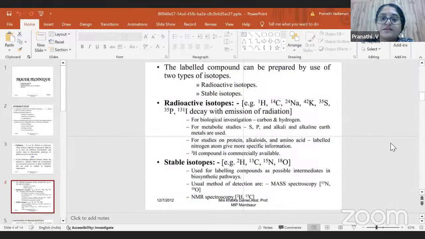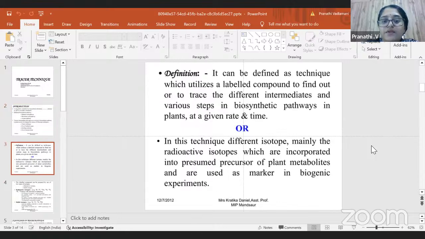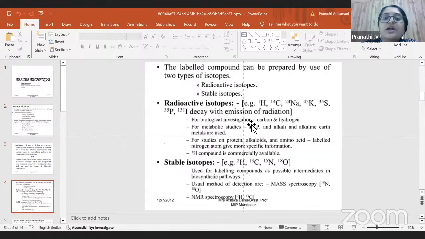Resume share. Yes. So the definition is something you have already heard. What are the different kinds of radioactive isotopes? Tritium, which is hydrogen, C14, P35, then sodium 24. These are all the different kinds of isotopes that I use. Usually you use C14 for biological investigations, and then hydrogen, tritium. For metabolic studies, you use sulfur, phosphorus, and different kinds of alkali and alkaline earth metals.